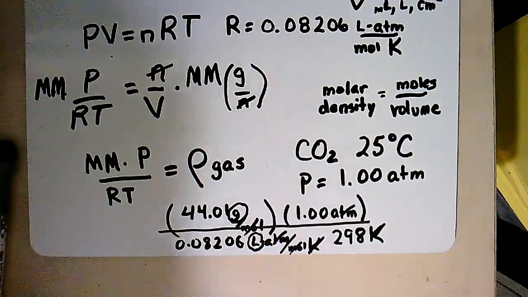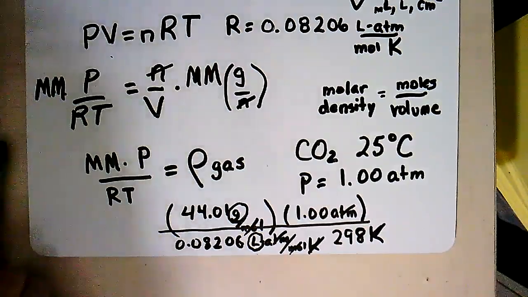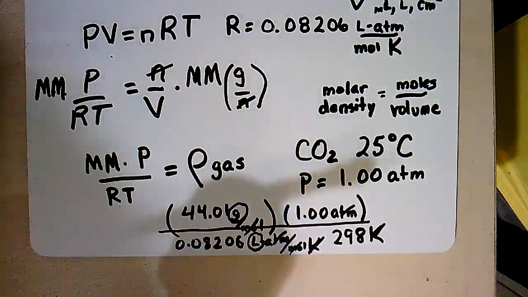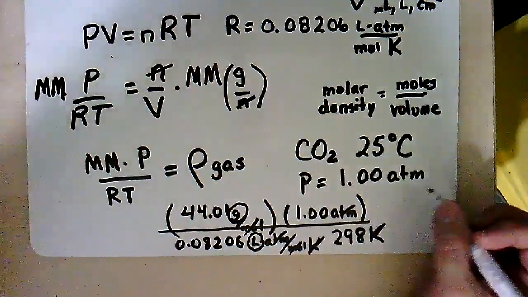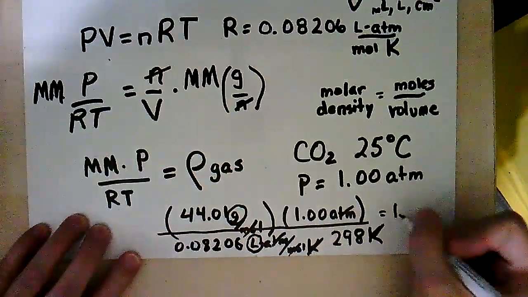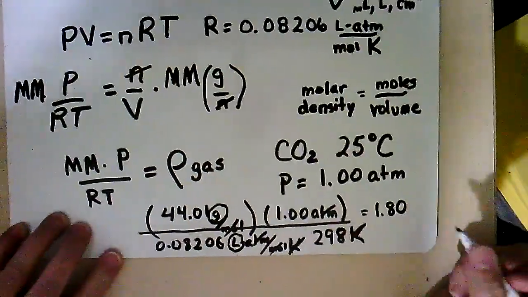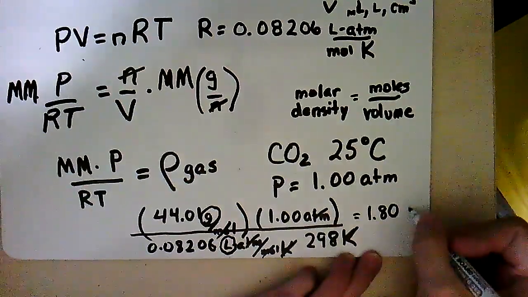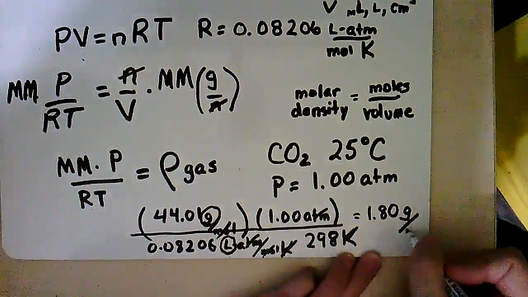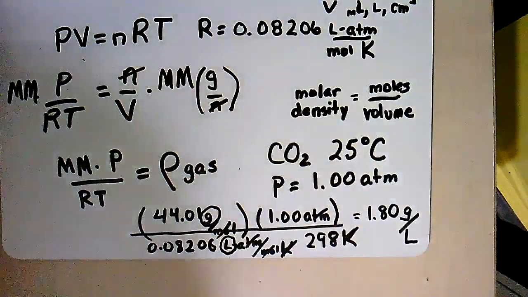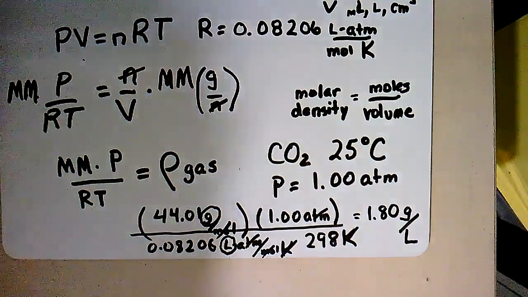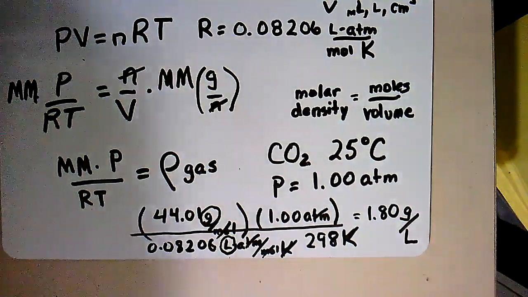44.01 times 1 divided by 0.08206, and also divided by 298. And I get 1.80, and the units would be grams per liter. So that is the density of carbon dioxide under these conditions.